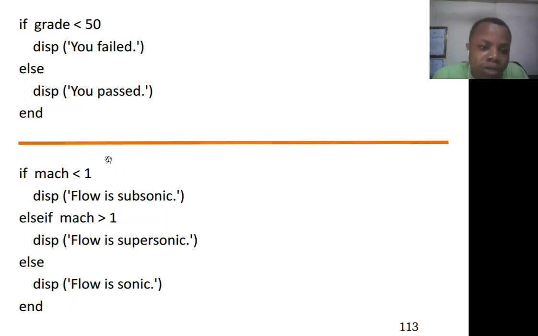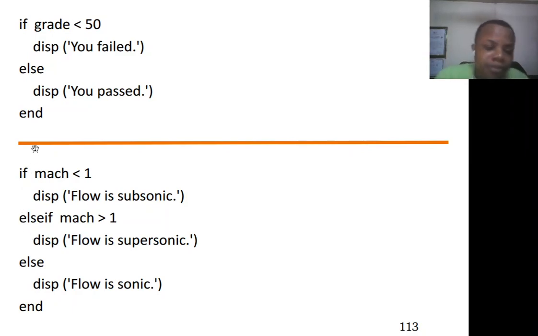So in Matlab, we could write this as if your mark, or in this case, we are trying to assign your mark to... oh sorry, this is just a different example. So this can be just typed in Matlab as we see in here. If grade is less than 50, it should display that you failed, else it should display that you passed. Okay, right here.